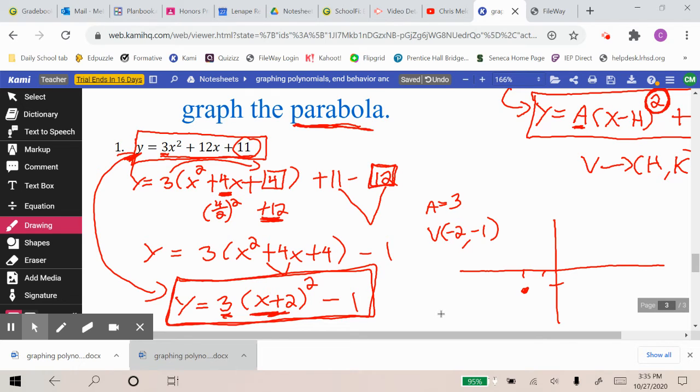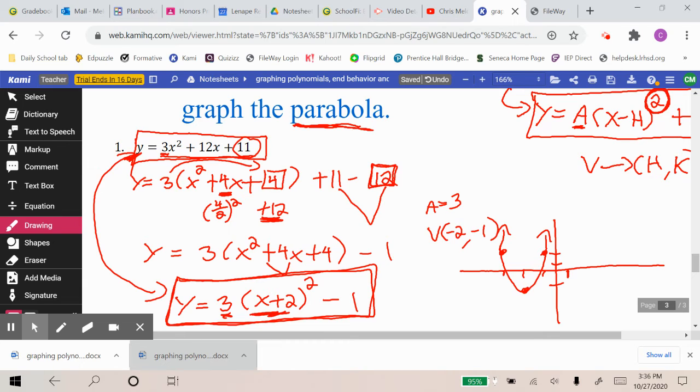If I were to go to the right of the vertex 3 units, so 1, 2, I'd be at x equals 1. Actually, if I were to go to the right 1, I would go up 3. That's how it would work. So if I were to go to the right 1 from x equals -1, I'm going to go up 3. 1, 2, 3, and I would get this point. Then if I were to go to the left one, then I would go up 3. 1, 2, 3. So that would be those points, -1, 2, and -3, 2. And that's the graph.